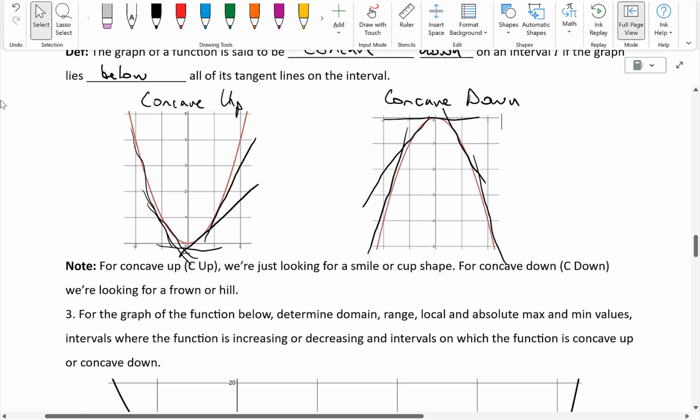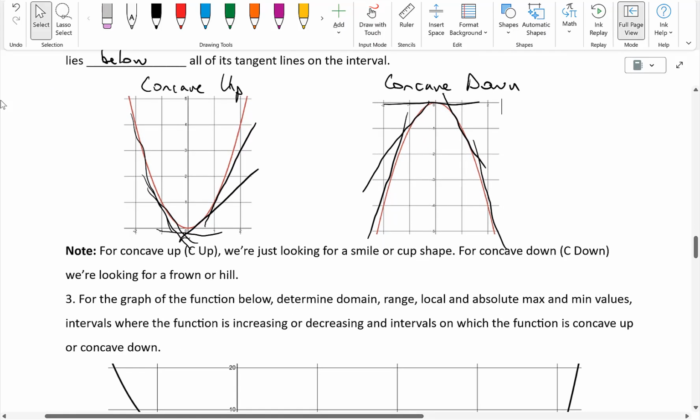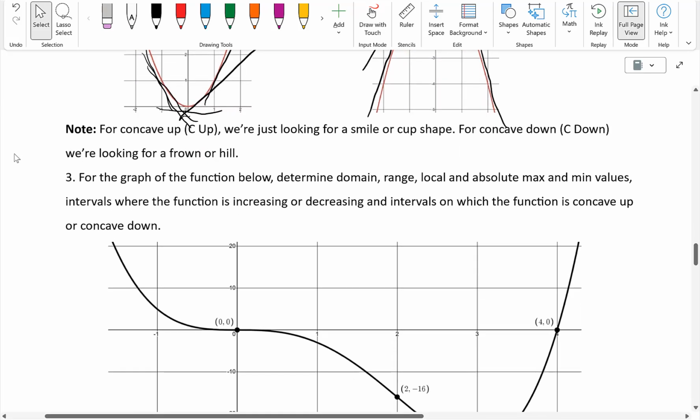All right, so the note says what we just said. For concave up, C up, we're just looking for a smile or a cup shape. For concave down, or C down, we're looking for a frown or a hill, right? So it's open and down. So let's try to put it all together.